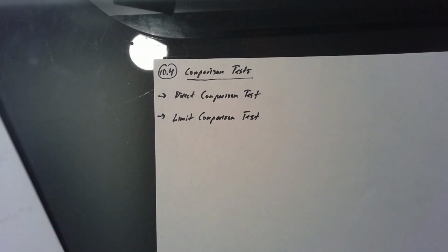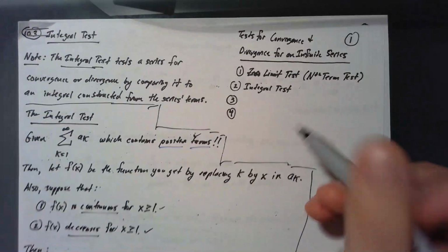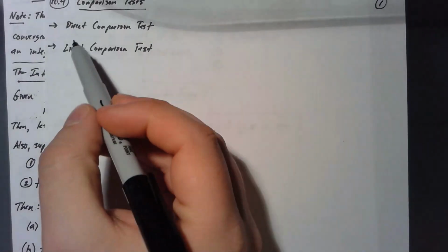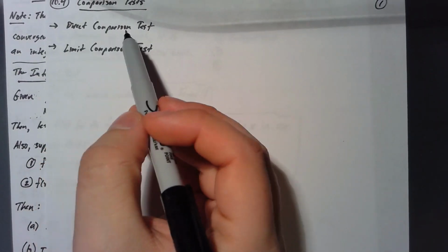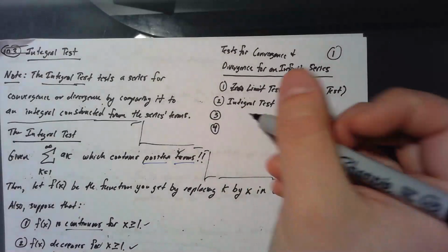Alright, so now what we're going to do is look at two more tests to add to our ever-growing list. This was the notes from the previous section, but I'll just add to it anyway. In this section, we're going to look at what we call the direct comparison test and the limit comparison test. So I'll add them to our list.